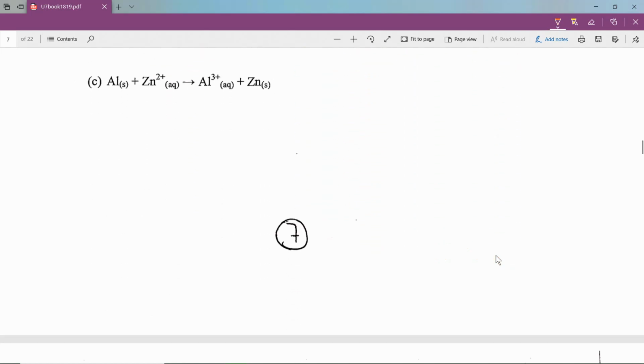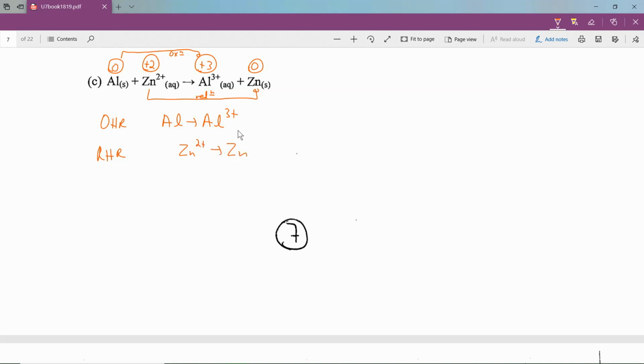Let's try another one here. So aluminum all by itself, oxidation number is 0. Zinc is +2. Aluminum 3 plus is +3. Zinc is 0. So aluminum goes to aluminum 3 plus, so that's oxidation. The oxidation number goes up. Zinc 2 plus goes to zinc, so that is reduction. So my oxidation half reaction is Al goes to Al3 plus. My reduction half reaction is zinc 2 plus goes to zinc.